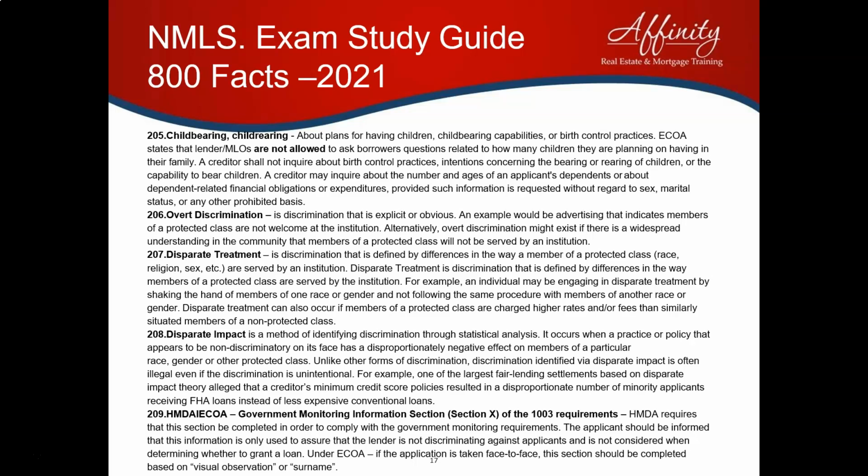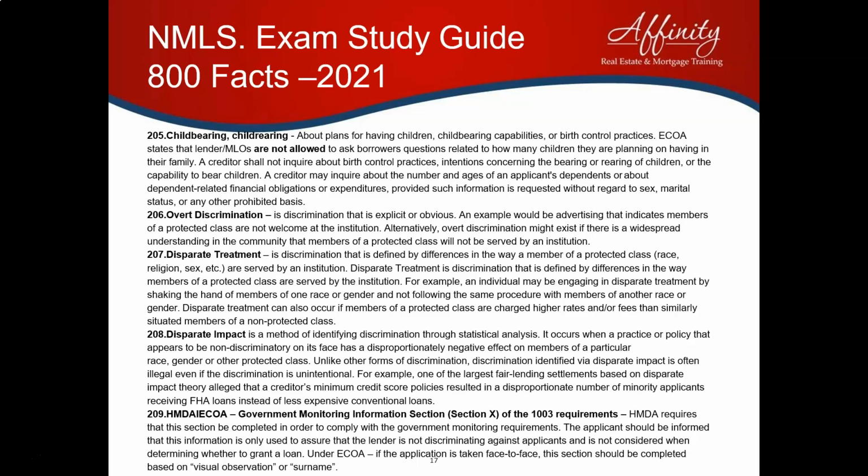For example, an individual may be engaging in disparate treatment by shaking the hand of members of one race or gender and not following the same procedure with members of another race or gender. Disparate treatment can also occur if members of a protected class are charged higher fees than similarly situated members of a non-protected class.